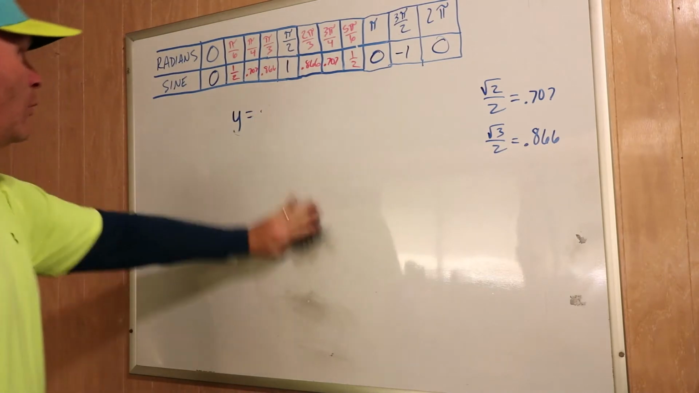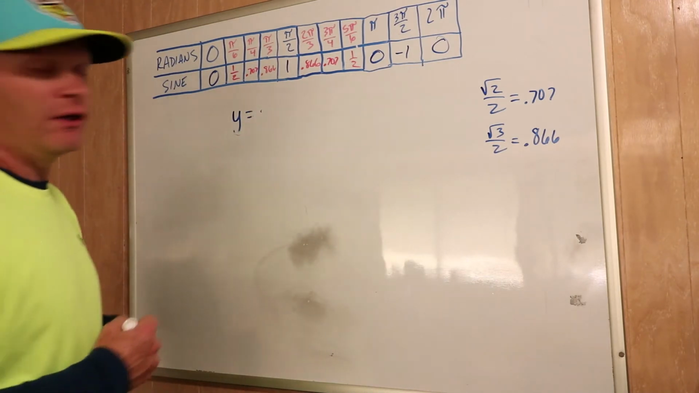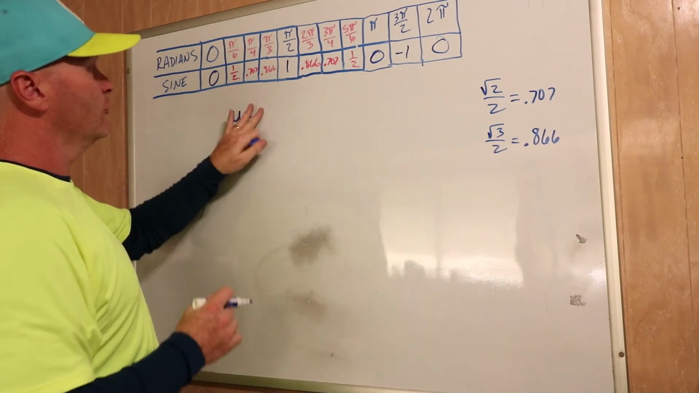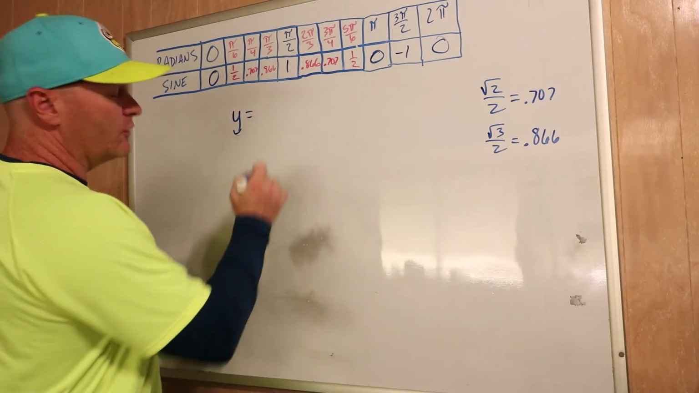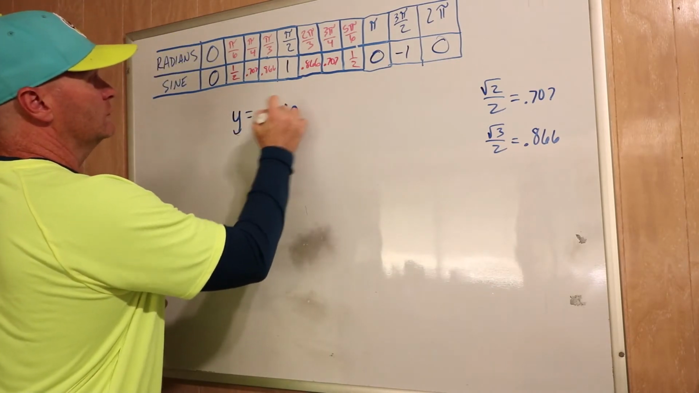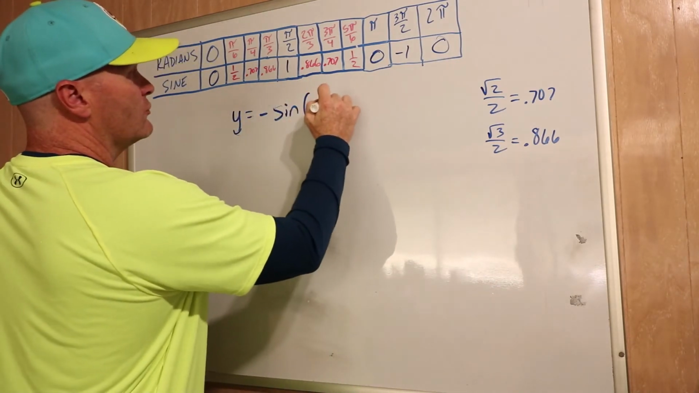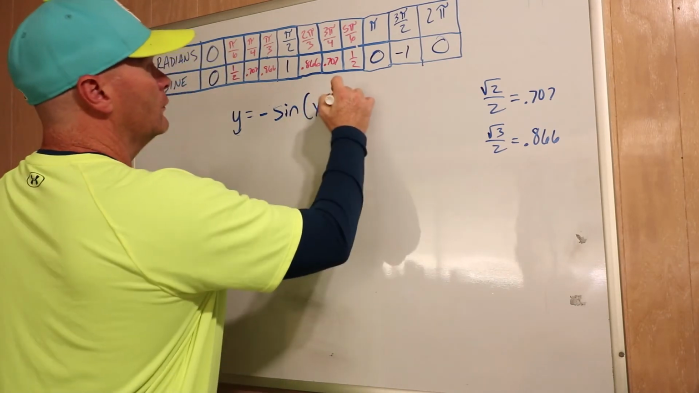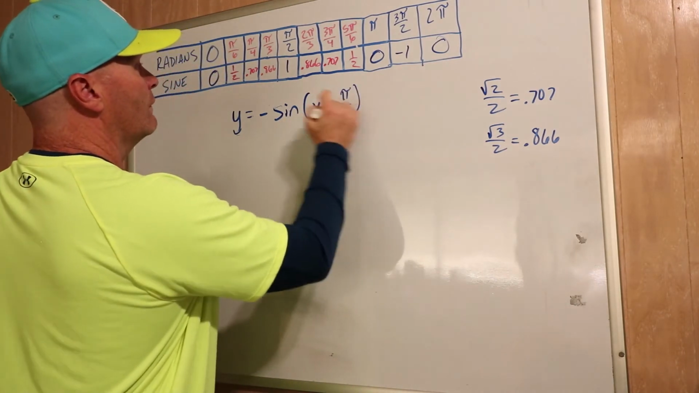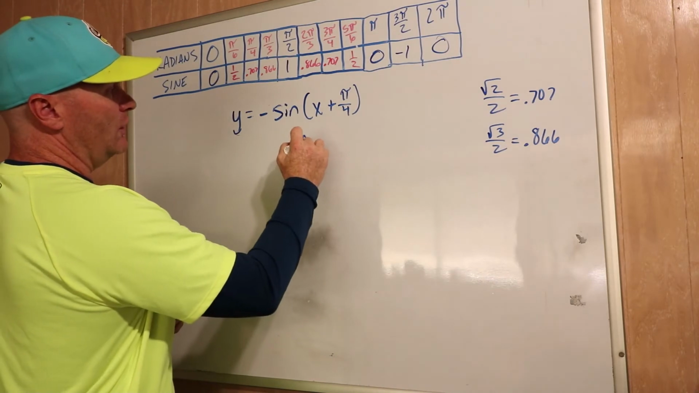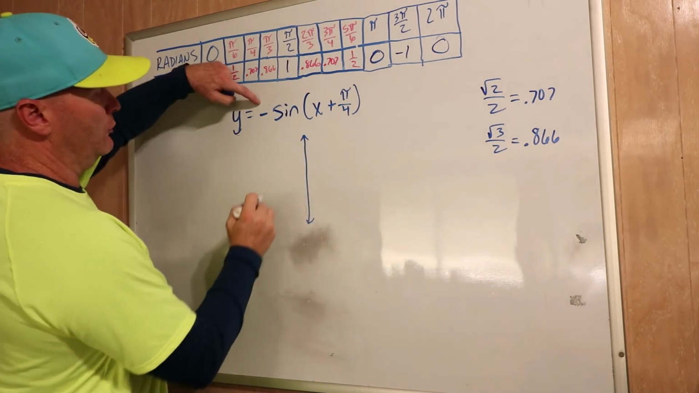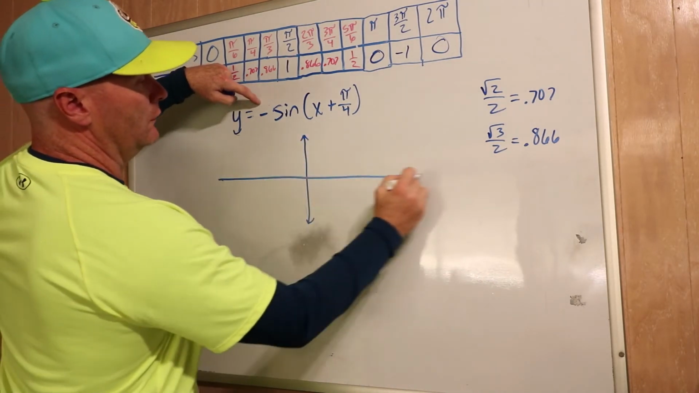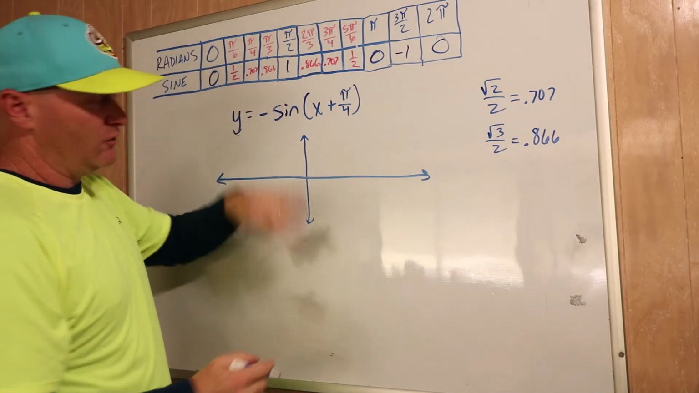Couple more. This one we're going to throw 2 transformations in at once. So it's going to be negative sine of x plus pi over 4. You guys should know by now that if you put a negative in the front, that's a reflection over the x-axis.